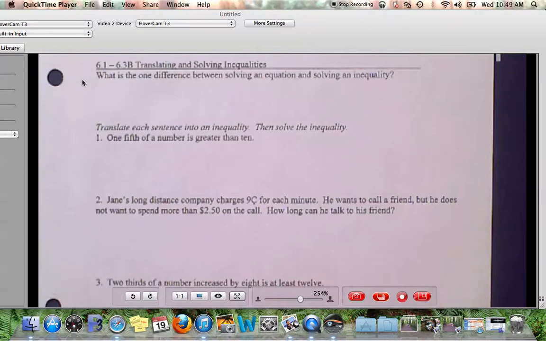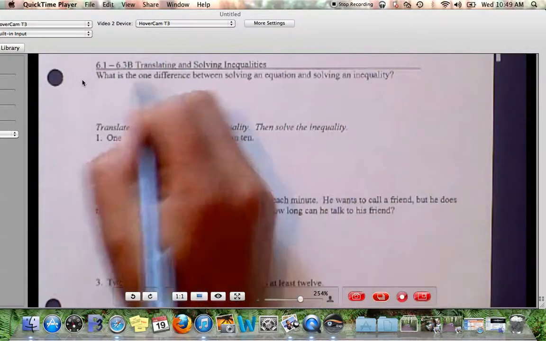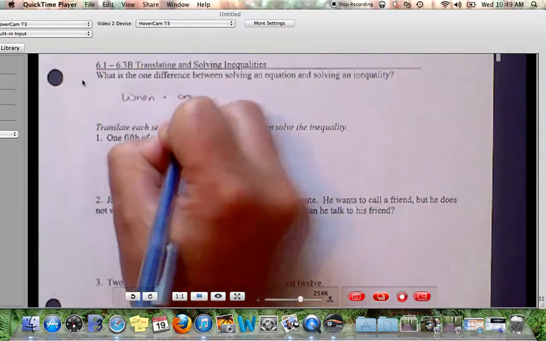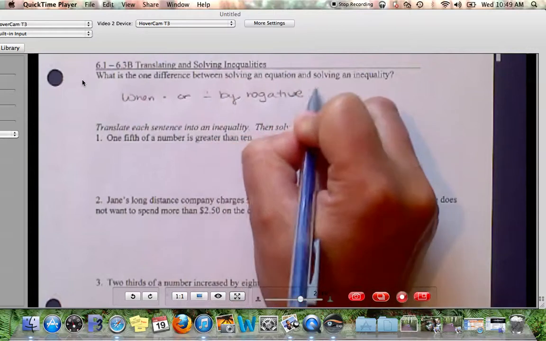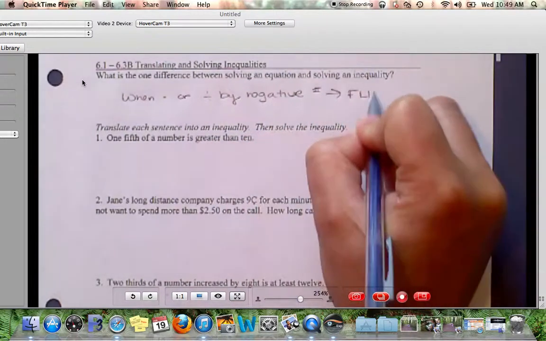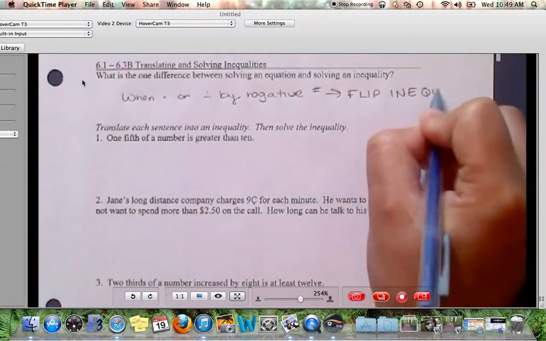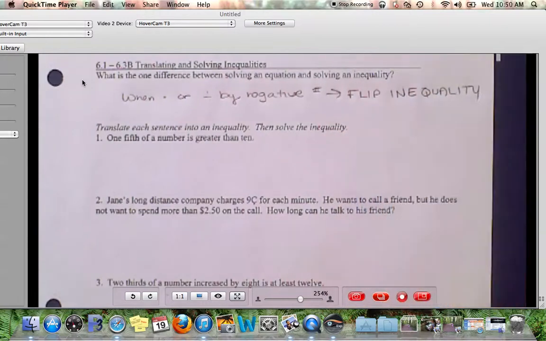So what is the one difference between solving an equation and solving an inequality? We learned about this yesterday. Think hard. The one trick. The one difference between solving an equation and solving an inequality is that when you multiply or divide by a negative number, you must flip the inequality. Okay, that's the one difference. So keep that in mind as we continue through the inequalities unit. That's always going to be true.